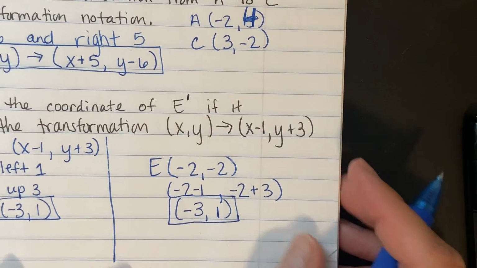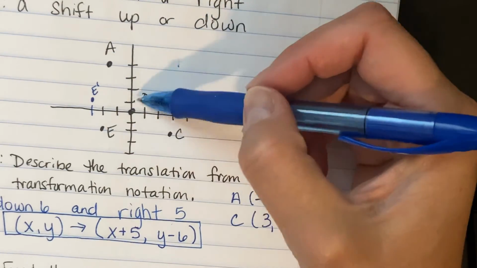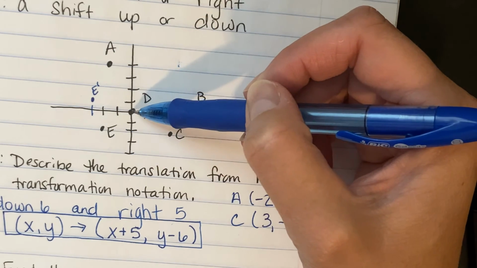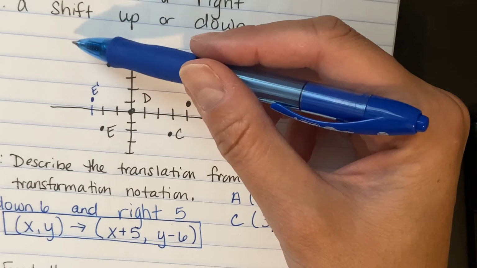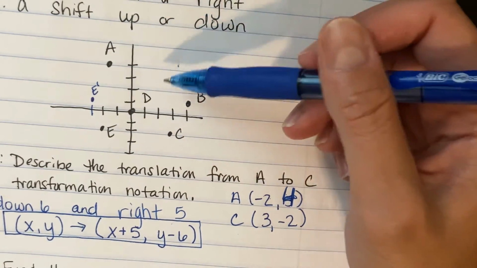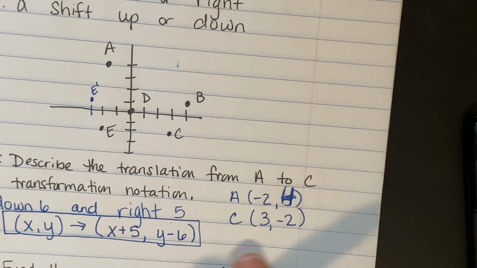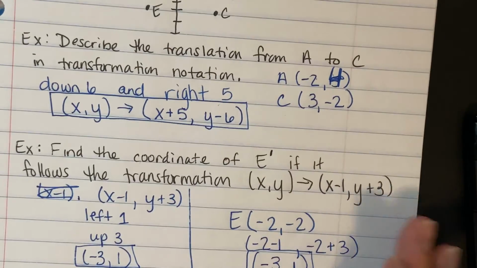Sometimes they'll be asking you to move whole shapes. So if I connected A, E, and D, I would have a triangle, right? If I said move triangle A, E, D, left 2 and up 1, you would move each point left 2, up 1, left 2, up 1, left 2, up 1, and you'd have a whole new triangle. So if it's a shape, you just take every single point and transfer them all exactly the same.